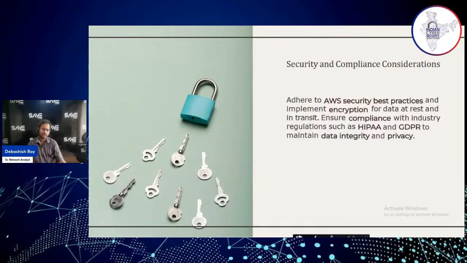Security and compliance considerations are next. So you have to adhere to AWS security best practices and implement encryption for data at rest and also data in transit. So you can implement KMS, Key Management Service, to encrypt your data and encrypt your EC2 instance as well. So ensure compliance with industry regulations such as HIPAA and GDPR to maintain data integrity and privacy.